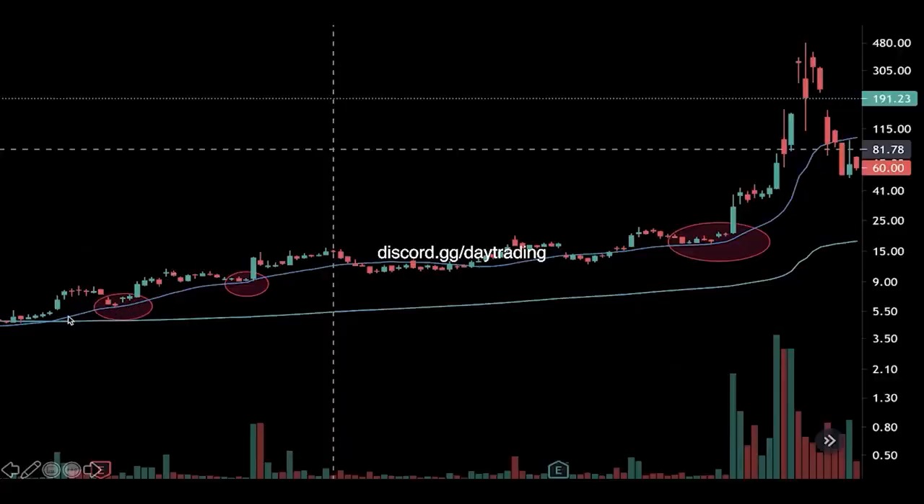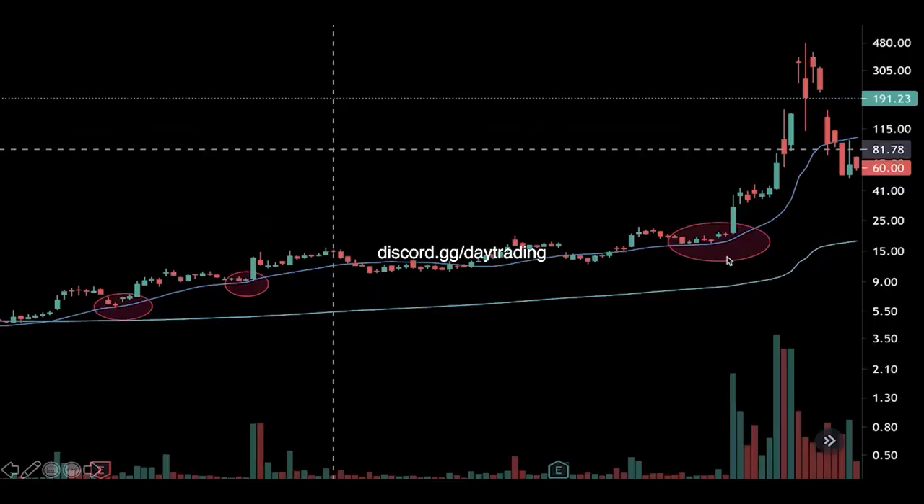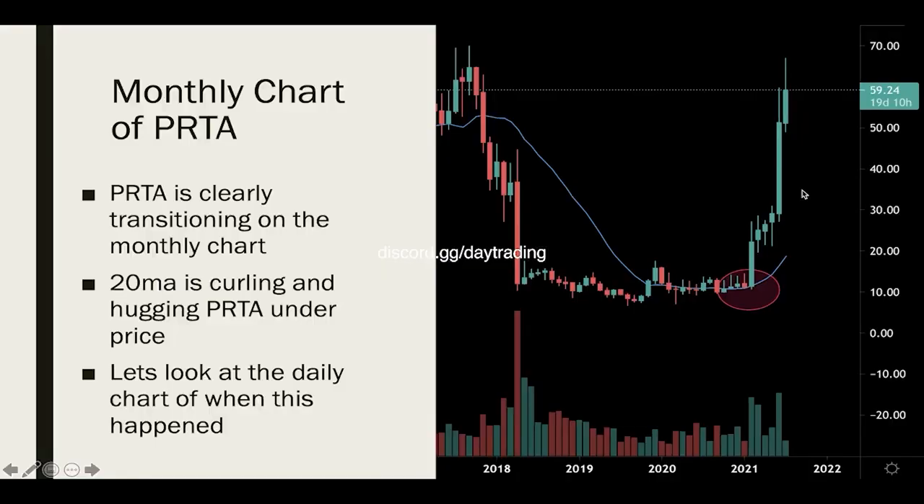Same thing here. When the 20-day moving average is trending higher, you could see prices respecting it. But as soon as the moving average becomes flat and moves through price, we could see it doesn't respect it until right here. We see prices starting to respect it. We're seeing it curl higher, and that's when we get the breakout and we go higher. So you could see that right before these big breakouts, the 20 MA is curling under it and starting to point higher. Let's look at PRTA.